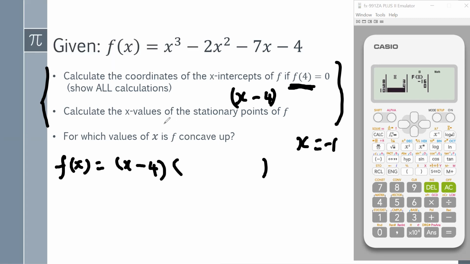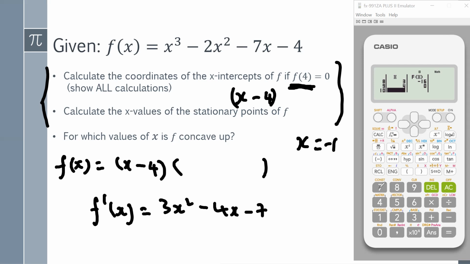But let me show you quickly how calculating the stationary points can help you determine this without having to go for inspection. So I'm going to find the first derivative. And in this case, it is 3x squared minus 4x minus 7. And I'll try to factorize this.